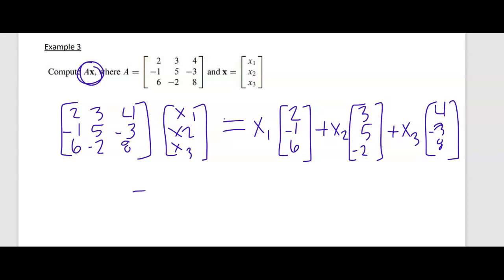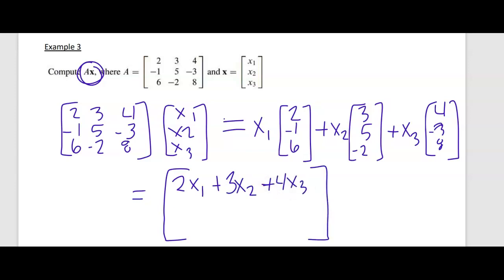I can go ahead and combine this, and I get 2x1 plus 3x2 plus 4x3, minus x1 plus 5x2 minus 3x3, and 6x1 minus 2x2 plus 8x3.